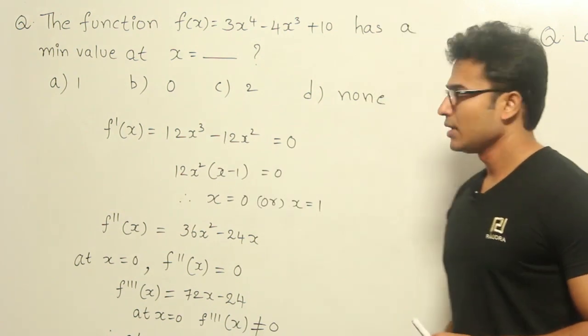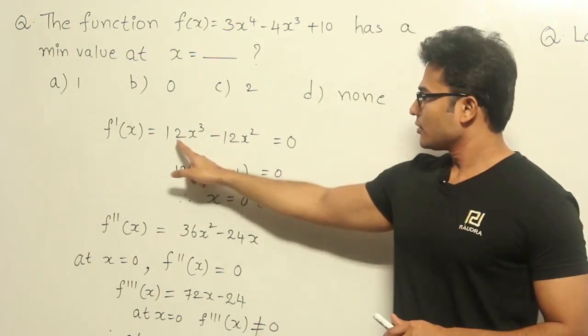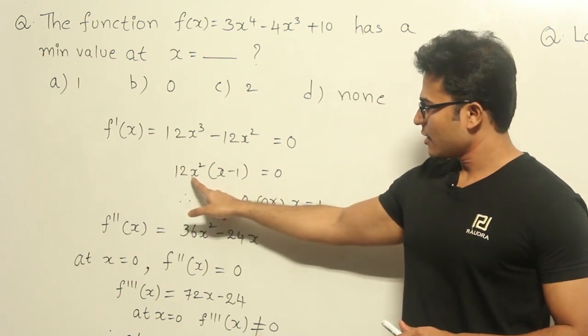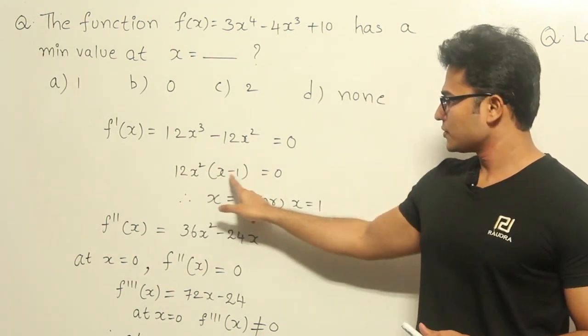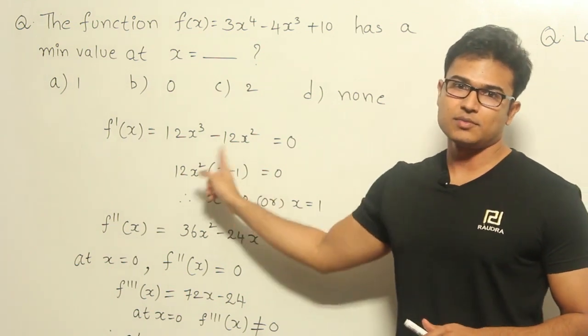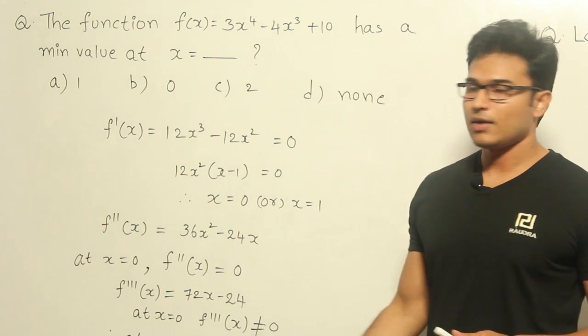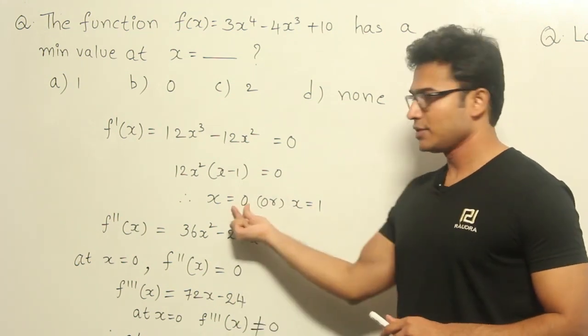to 0, right? So if you pull out 12x square as common, now I get that either x has to be 0 or x minus 1 has to be 0 if this product has to be 0, which means either x has to be 0 or x has to be 1. Now these are the two stationary points I got.